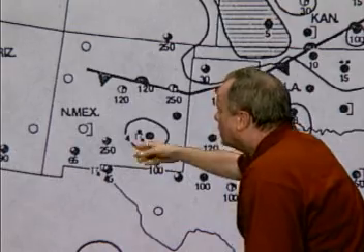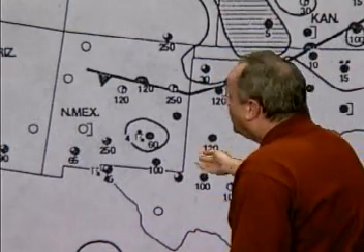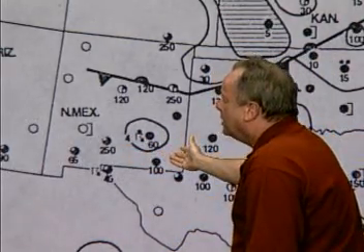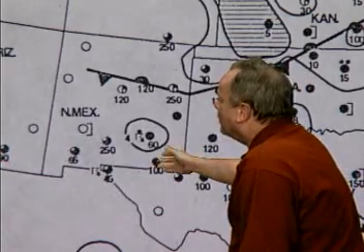Now, let me ask you a question. We said this is marginal VFR. What's causing the marginal VFR weather? Is it the clouds? Well, no. Marginal VFR clouds is ceiling 1,000 to 3,000 feet, and we have 6,000 feet, so the ceiling isn't making it marginal VFR. So what could be making it marginal VFR?